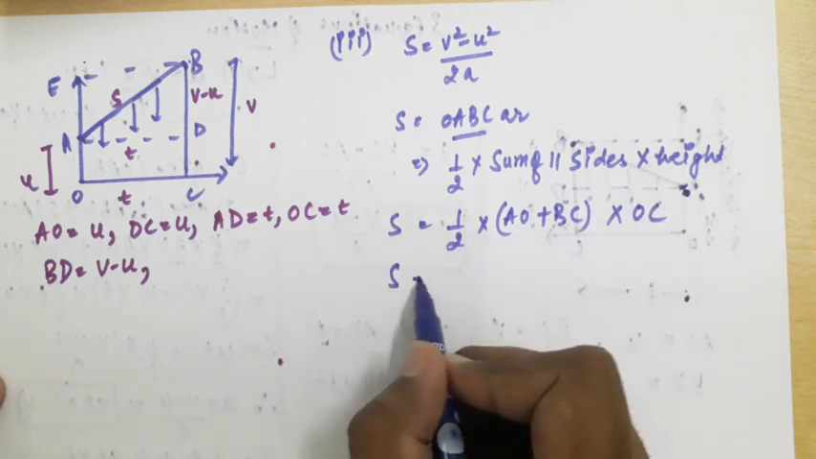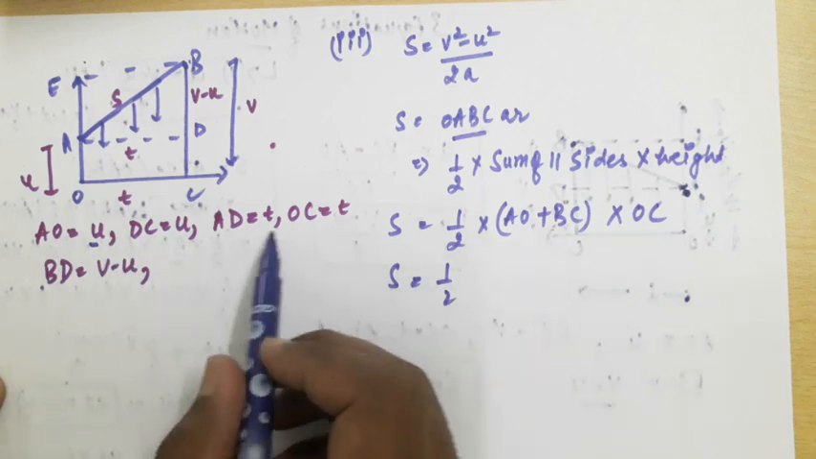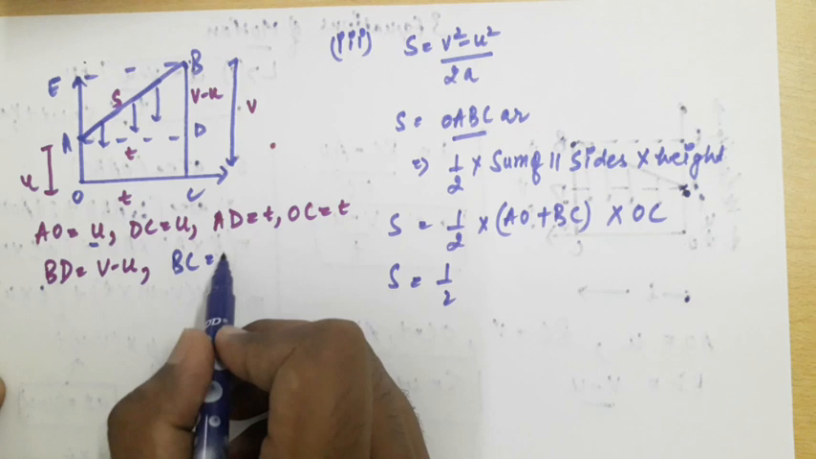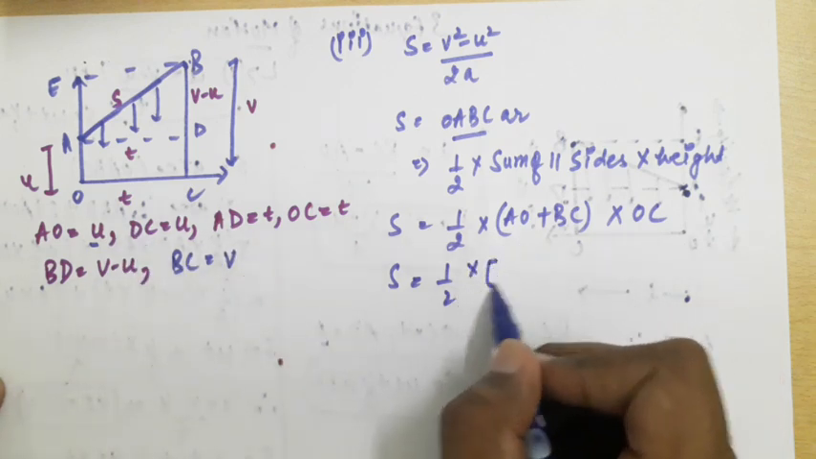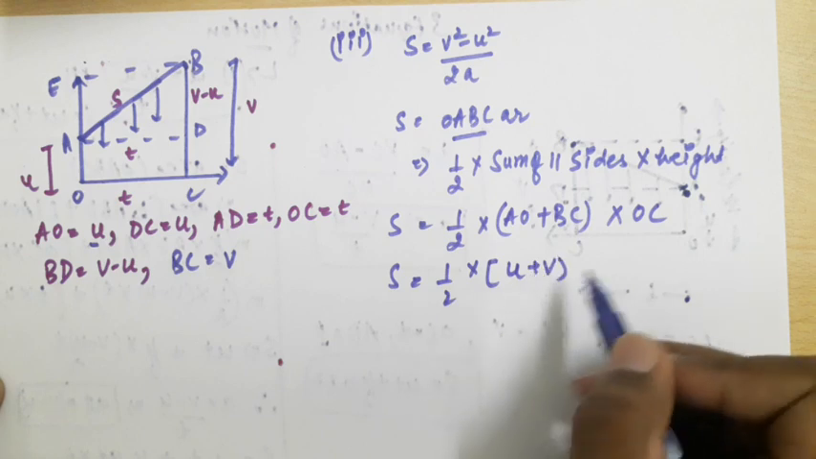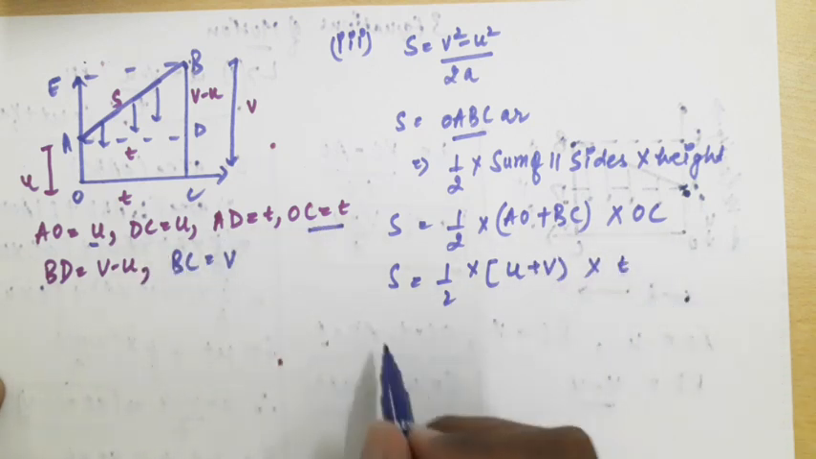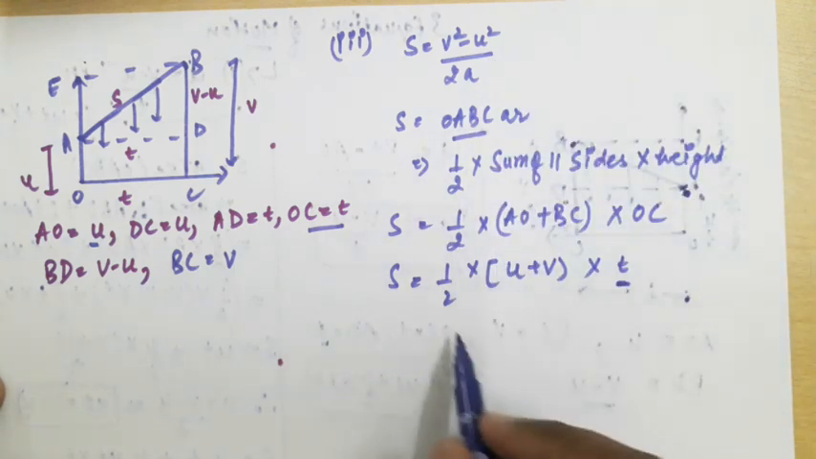So just putting the values, I'll see AO is what? U, and BC is what? We can see BC is actually V over here, right? So half into U plus V into OC. OC is what? T, right? It is T. So for this instance, I'll just substitute one value, right?